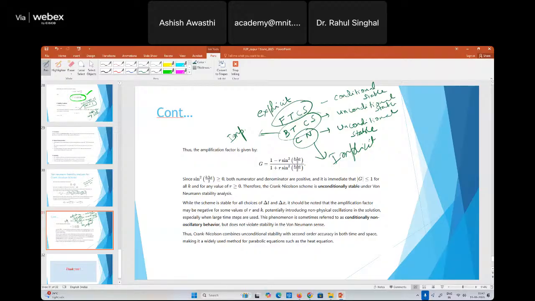So this is a wonderful tool given by von Neumann. Make use of the Fourier modes to analyze the stability of the numerical methods.